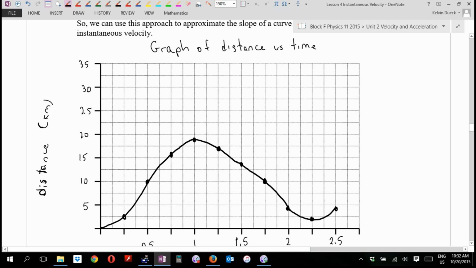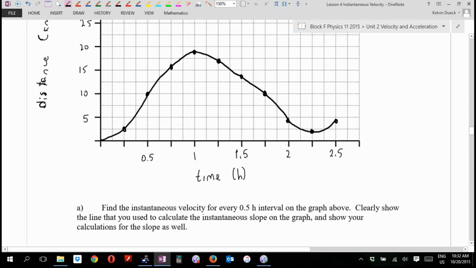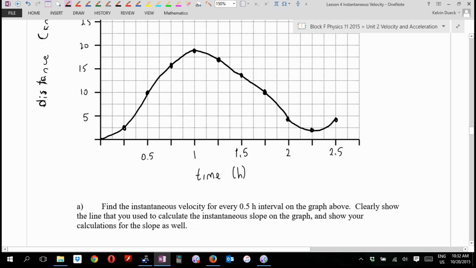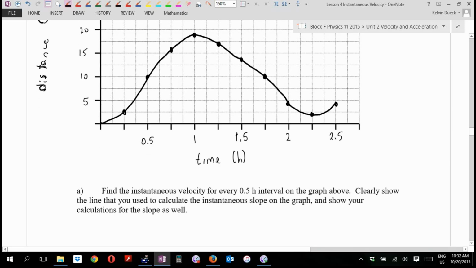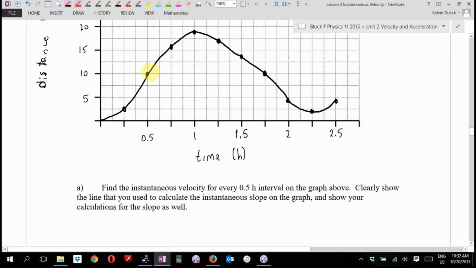That's okay. All right. Find the instantaneous velocity for every half-hour interval on the graph above. Okay, every half-hour interval, that's going to be here, here, here, here, and here. Well, and I guess here should include 0 as part of the half-hour interval. So we're going to find 1, 2, 3, 4, 5, 6 instantaneous velocities. And I said, clearly show the line that you used and show your calculations so I know you read the points right.